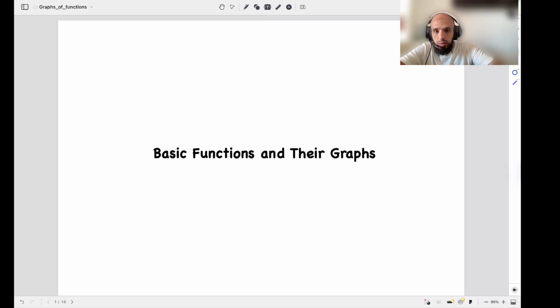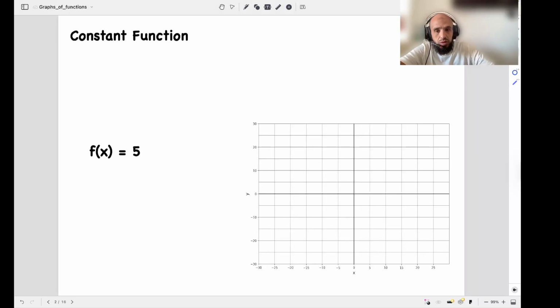First, let's talk about the constant function. The constant function is any function of the form f of x equals a, where a is a constant. So, for example, if we have f of x equals 5, the constant is equal to 5, and this function is a constant function, meaning that regardless of the value of x, the value of f of x would be the same all over the domain.